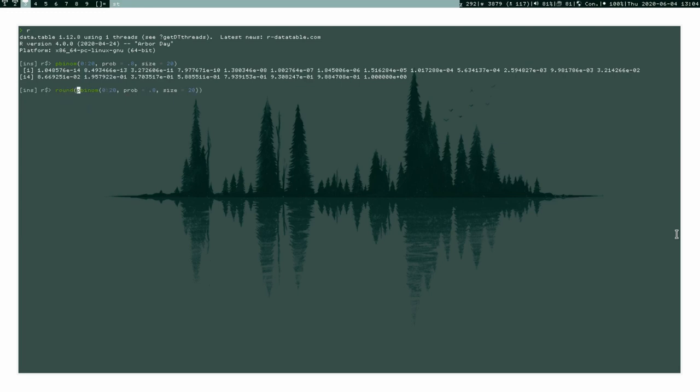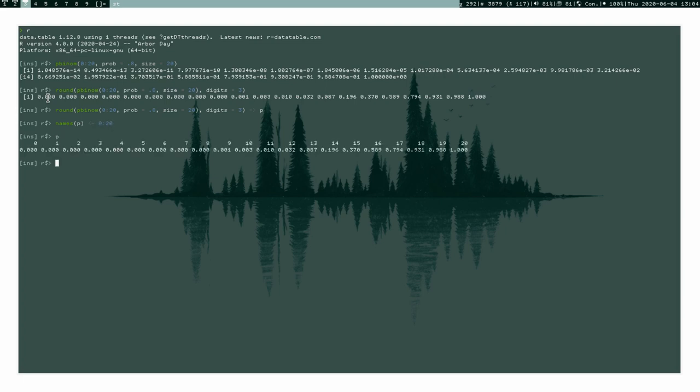Let's round to, let's say, 3 digits. Okay. And of course, none of these are actually 0. You can kind of tell from here, but they're very close to 0. All right, so let's scan through this. Actually, let's save this in a vector. Let's call it P, and then names(P) will be 0 to 20. That should make things more readable.